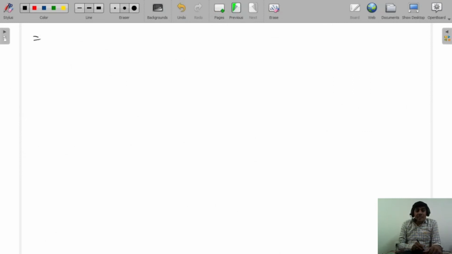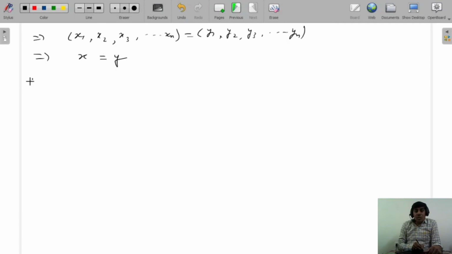This implies (x1, x2, x3, ..., xn) is equal to (y1, y2, y3, ..., yn). This implies x is equal to y. So if dxy is equal to 0, then x is equal to y. Put it as equation number 1.